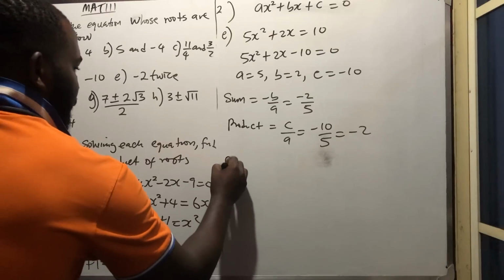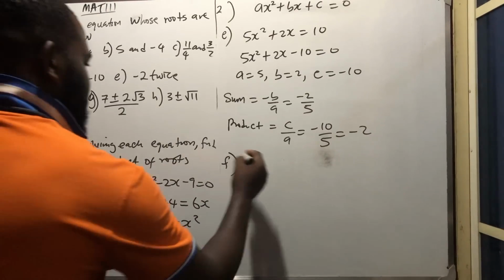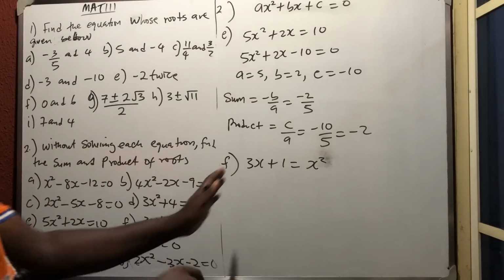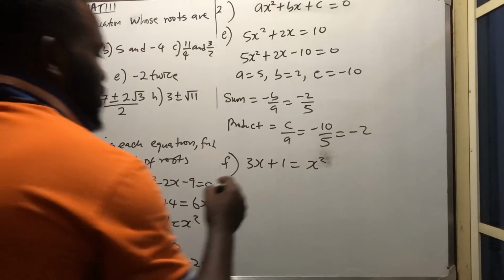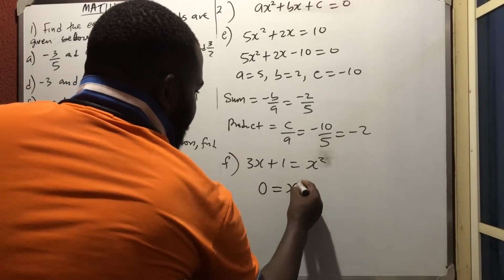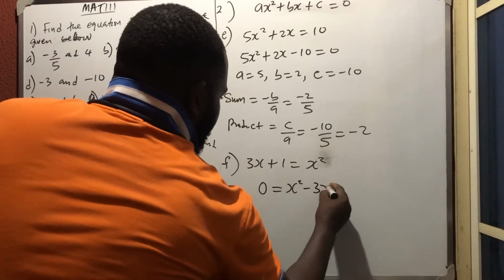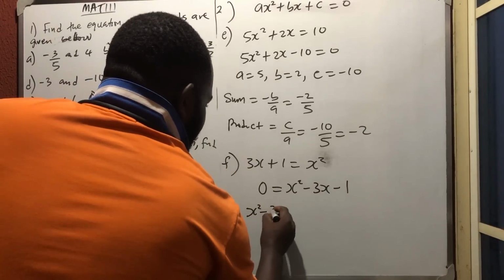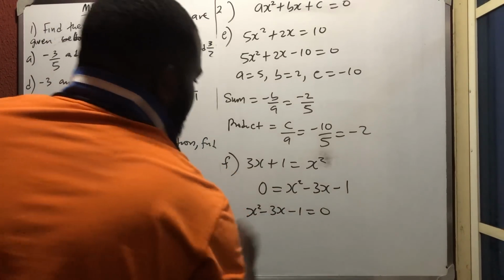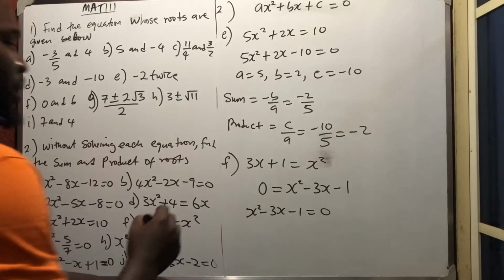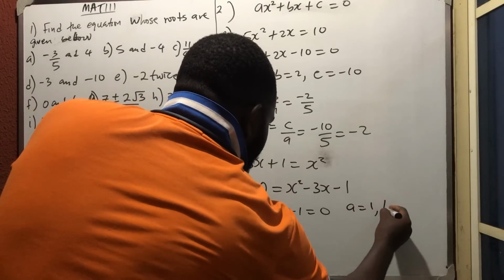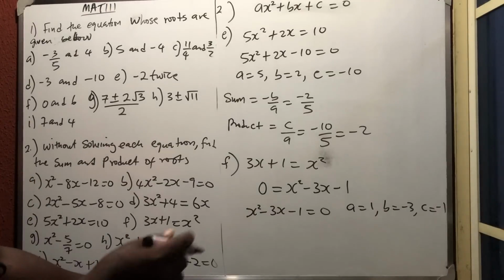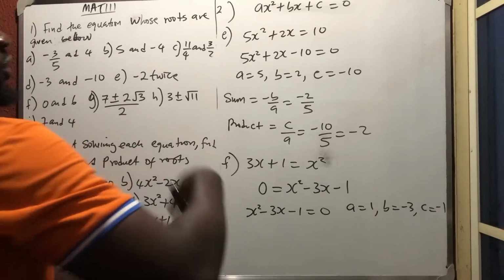Okay? Then for f they gave me that 3x plus 1 is equal to x squared. In fact, we are going to take everybody to this side and equate to 0. So I'm having that 0 here is equal to x squared. This one coming here minus 3x. This one coming here minus 1. So I can rewrite it to be x squared minus 3x minus 1 is equal to 0. Okay? So which shows that my a is 1, my b is minus 3, and my c is minus 1. You can decide to bring this one here, you will still get the same answer.